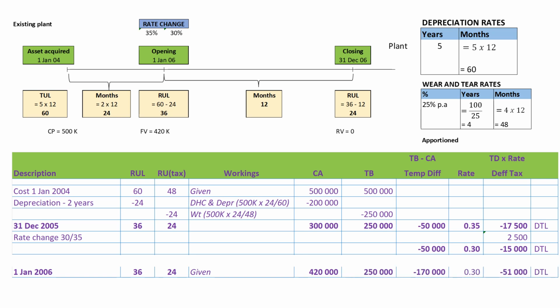Your new temporary difference is 250 less 420 to give you 170 times 30% to give you 51,000. Your negative denotes a liability. Thus, the balancing line is your revaluation, 420 minus 300 to give you 120. There's no change in your tax value. Your temporary difference changes by 120, and the movement of 36,000 we journalize at a later stage.